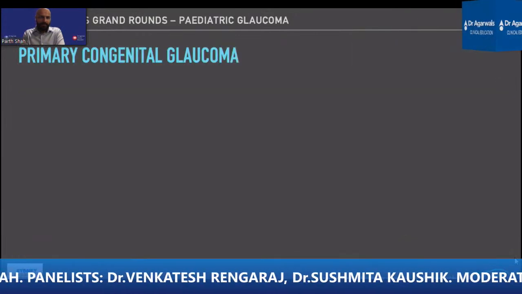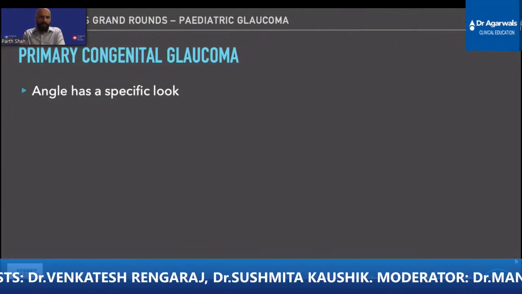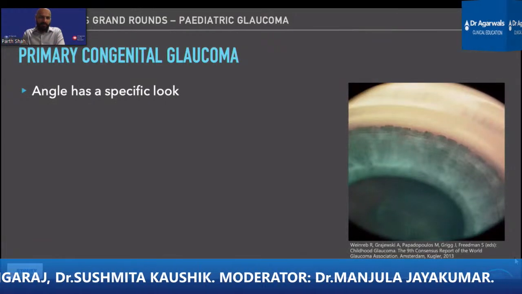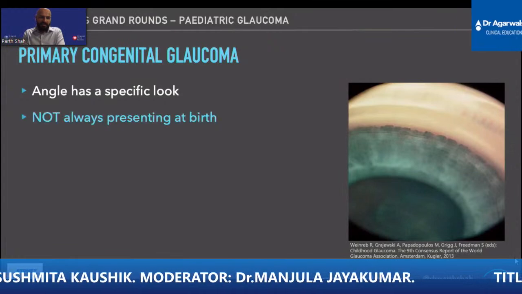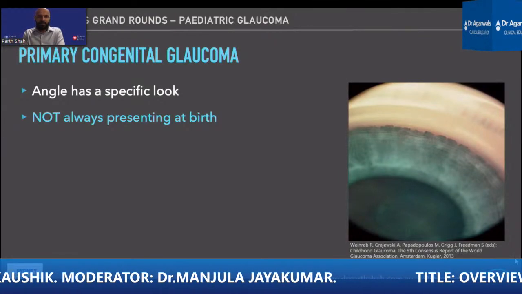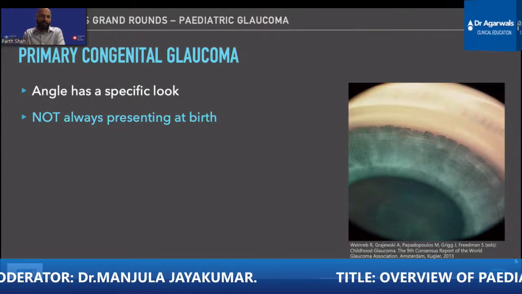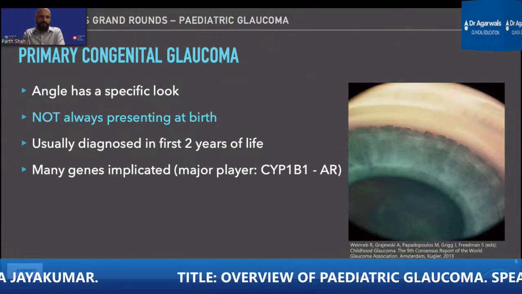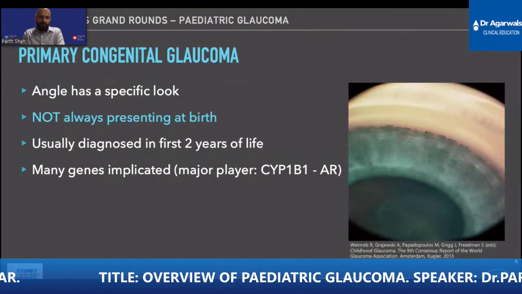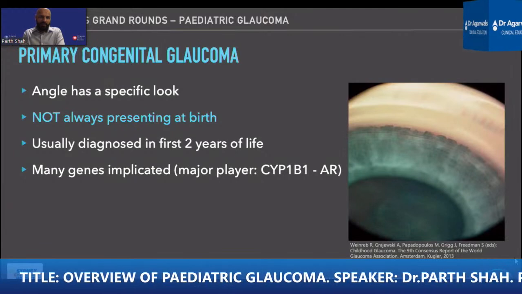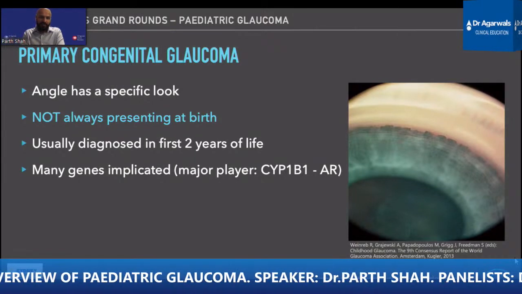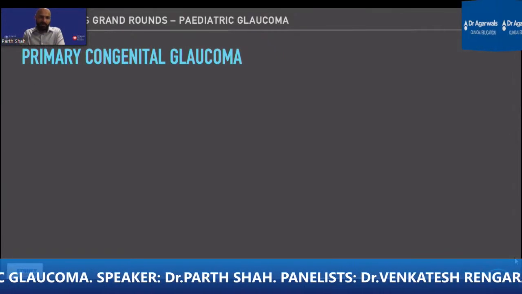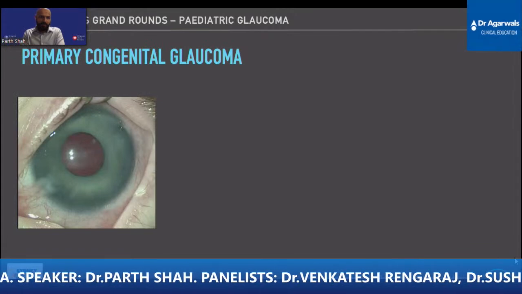This classification system is from the World Glaucoma Association Childhood Glaucoma Consensus Statement, and I've left the reference there for you. In primary congenital glaucoma, the angle has a very specific look due to trabecular dysgenesis, and it does not always present at birth. So the label of primary congenital glaucoma can be a bit misleading. It can present in the first or second year of life. There are many genes that are implicated, the most important one being CYP1B1, which is inherited in an autosomal recessive fashion. This condition tends to respond well to angle surgery and opening up the angle.